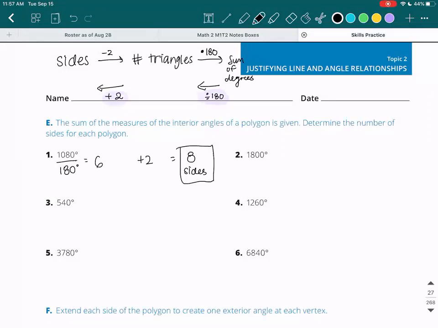Let's do it again then. All right, so we have 1,800. So we have this, and then you divide by 180, and you get 10. Good, and then you add 2, and then you get 12. Straightforward, right? Any questions?